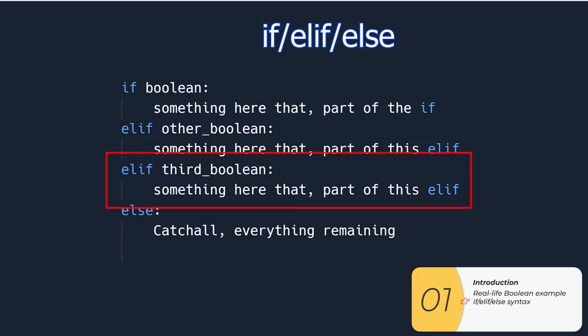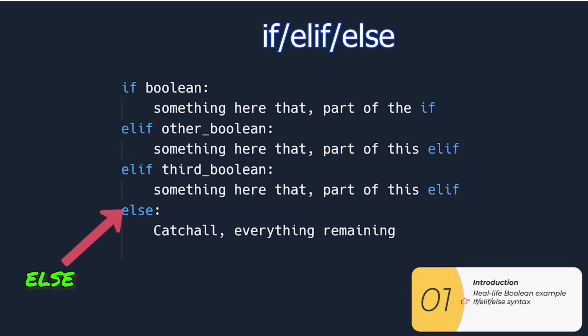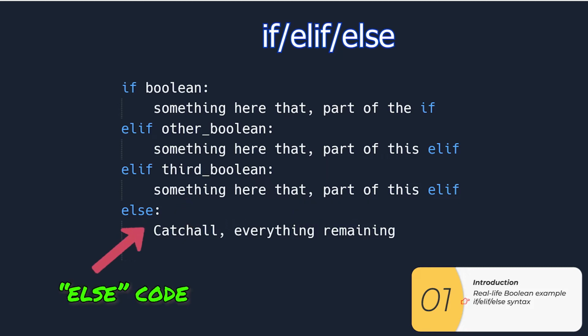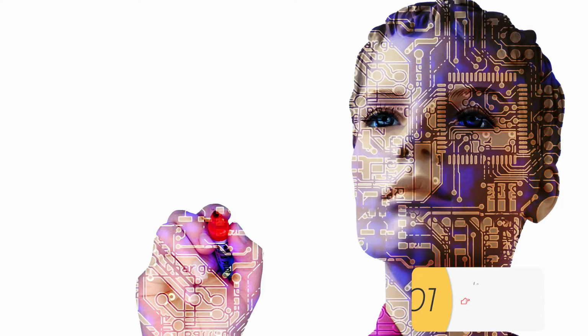This goes on and on for as many elifs as we want. And finally, we have an else with a colon at the end. There's no Boolean this time. We're not testing for anything in particular because the else is a catch-all for everything else that we haven't caught yet. Let's program this now.